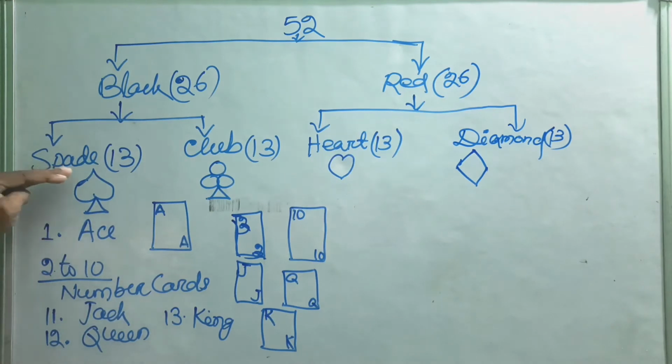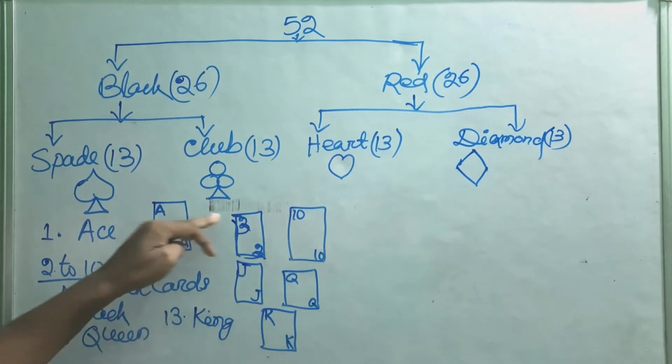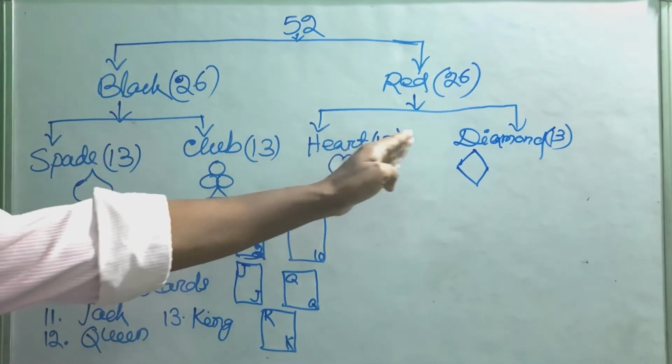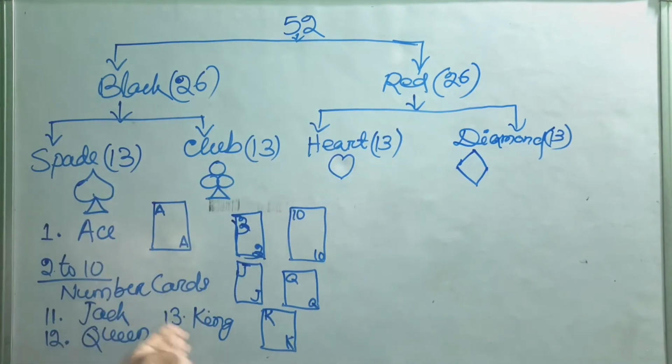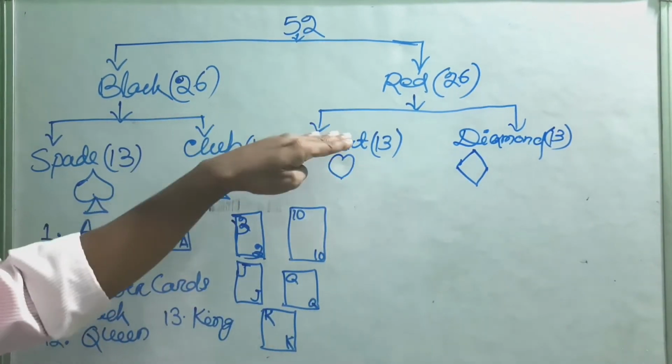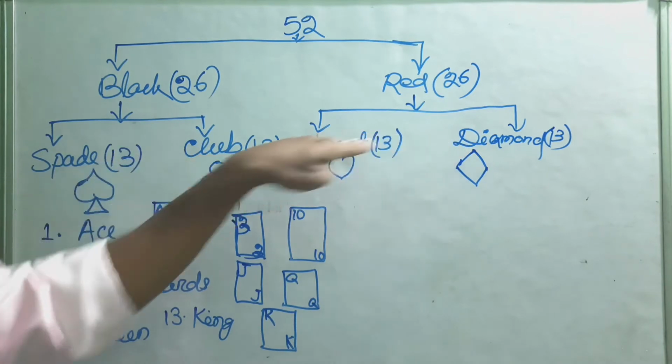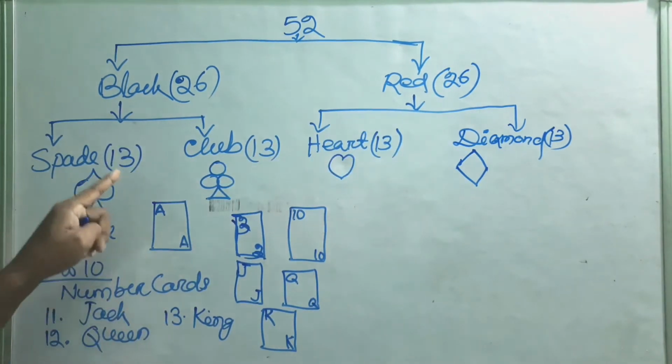Now in each type of cards, out of these 13, one is Ace and 2 to 10 are number cards. The 11th card is Jack, the 12th card is Queen, then the 13th card is King, which are represented like this. Similarly, in all the other types, all 13 cards in each type are represented in this form also.